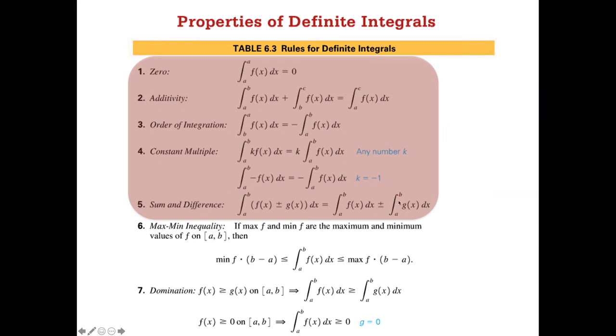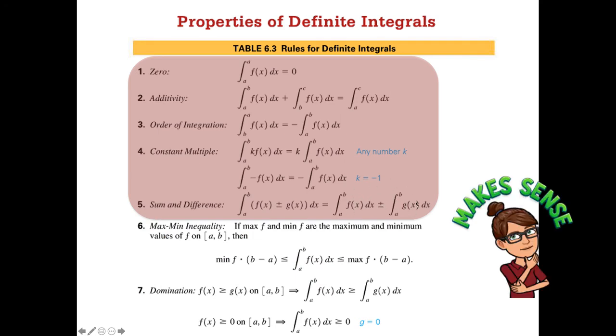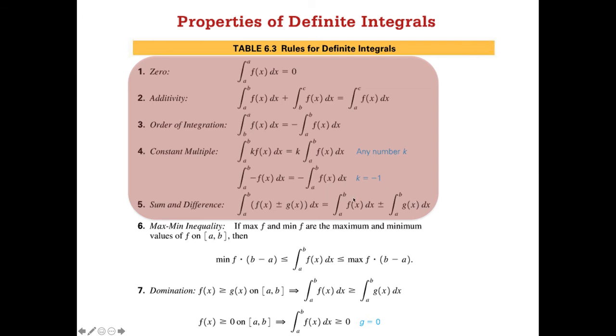The last one here is sum and difference. So what this says is if you have the integral of a sum of functions or a difference of functions, you can split them up as a sum or difference of their individual integrals. Now, things to remember is that they each get their own dx, and notice the bounds of integration must be the same as the original part.